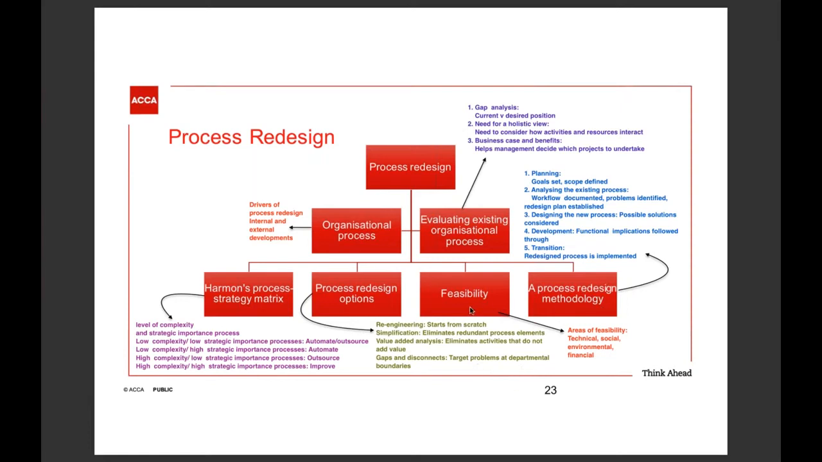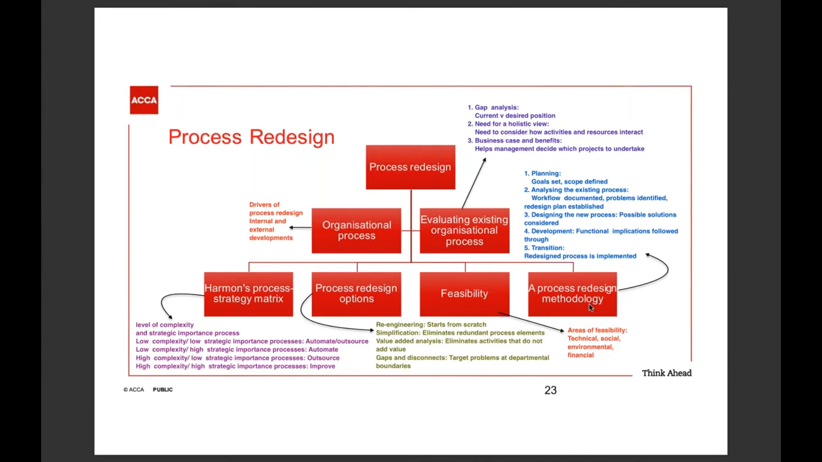The next thing that you're going to look at will be the areas of feasibility. When you make any of those changes, are you able to get support technically, socially, environmentally and financially? If you are able to get support from these, then only would I say the process redesign is feasible. So basically, this is the process for redesign.